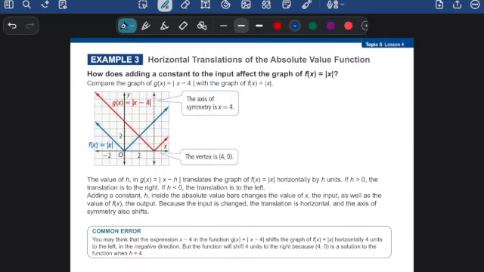What happens when we add a constant to the input? So now we're changing inside the parentheses. We're changing inside the parentheses.